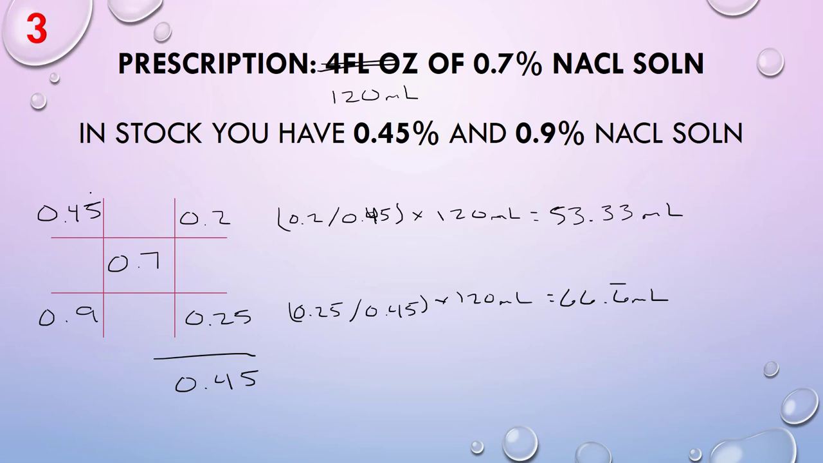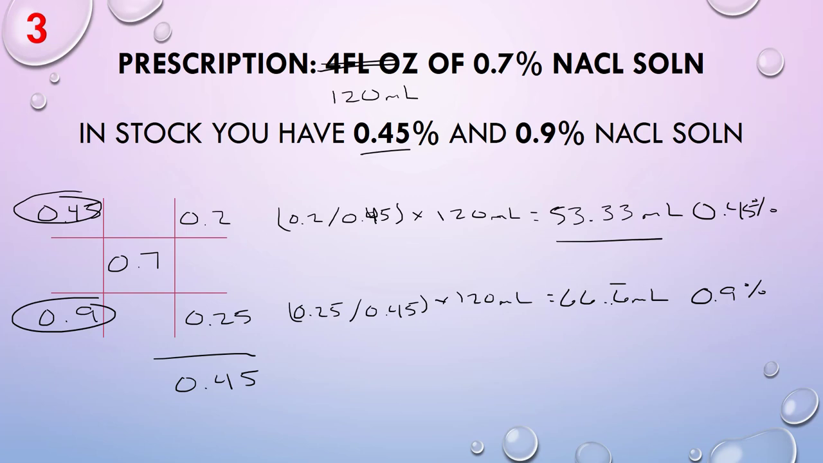And again, in order to figure out exactly what this is associated with, just trace it all the way back to the beginning. So it's that 0.45 figure. So that's of the 0.45%. Down here, trace it back to the beginning. You have this 0.9 figure of the 0.9%. So in order to make 4 fluid ounces or 120 milliliters of the 0.7% sodium chloride solution, you're going to need 53.33 milliliters of the 0.45% and 66.6 milliliters of the 0.9% sodium chloride solution.